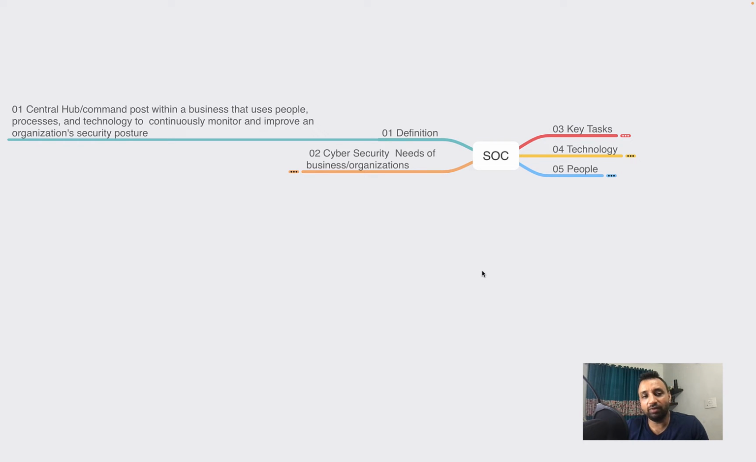So I'll be covering 5 things. One is what is SOC, the definition of it. Second, I'll be talking about why do people go with cybersecurity solutions or products. What kind of things or key tasks are involved in SOC. What kind of technology is used and what kind of roles or things people do in SOC. With that, let's get started.